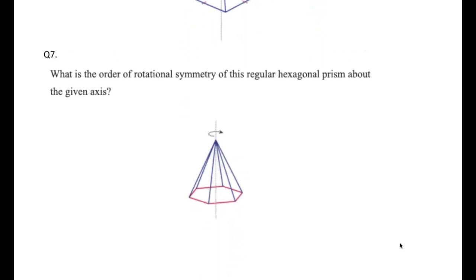Okay, what is the order of rotational symmetry of this regular hexagonal prism about the given axis? 6. It is very good. It is 6. It's a regular hexagonal prism. So the answer is going to be 6.